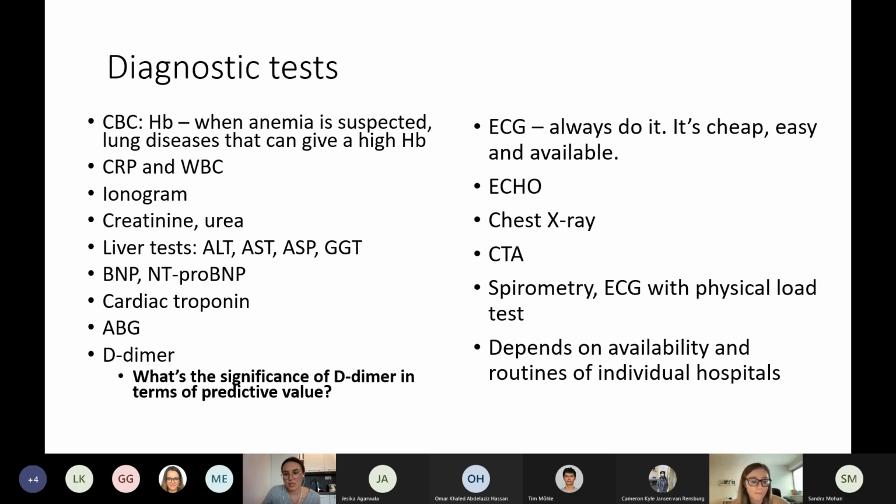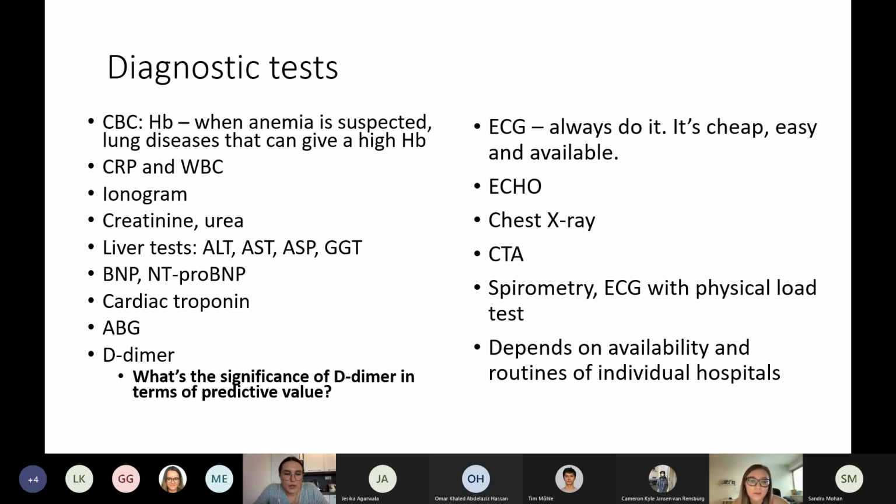do an echo, which is great for cardiac, and echo can either be on the chest or transesophageal. And then you have CTA, which is CT angiography, which tells you about the vessels of the heart and the lungs, and it can give you information on whether you have an acute MI or pulmonary embolism, like vascular stenosis and such. And then you have spirometry and ECG with physical load tests. And as I said, it really depends on the availability.